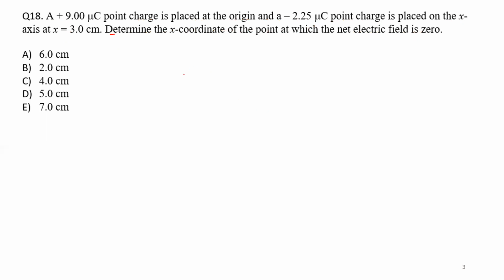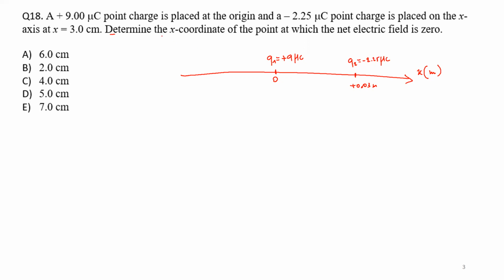So let's translate the data of the problem. This is my x-axis. It's a straight line. So this is x, let me put it in meters. So this is my origin, 0. So at my origin, I have my charge Q1, which is positive, plus 9 microcoulomb, okay? Don't forget it. Now, at plus 3 centimeters, meaning here, at plus 0.03 meters, I have my charge Q2, which is negative, which is minus 2.25 microcoulomb.